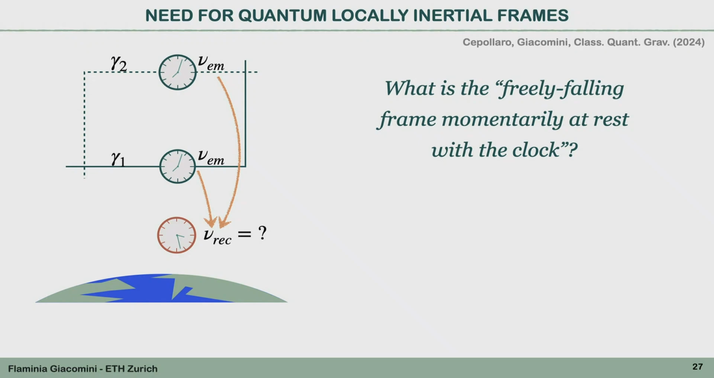And then if we recall the argument that allowed us to derive the test for universality of gravitational redshift, we needed the freely falling frame momentarily at rest with the clock. But it is immediately clear that we have no single freely falling frame momentarily at rest with the clock in a quantum superposition of positions. So what do we do? Well, we take a quantum local inertial frame. So basically, we need a quantum reference frame for the clock that is in a quantum superposition of these two positions.